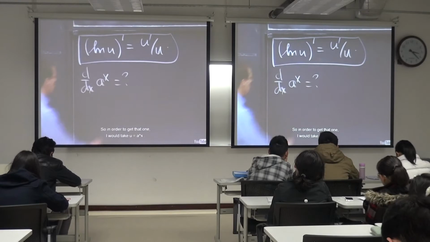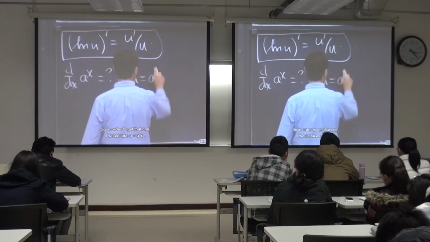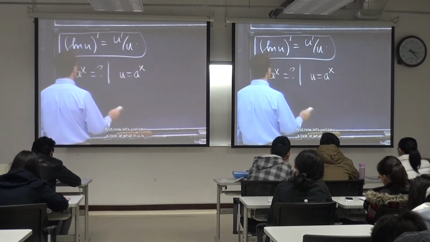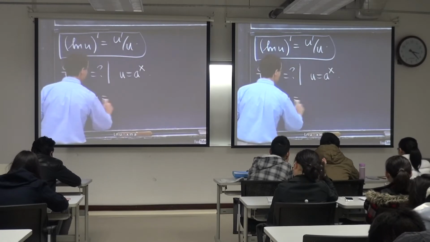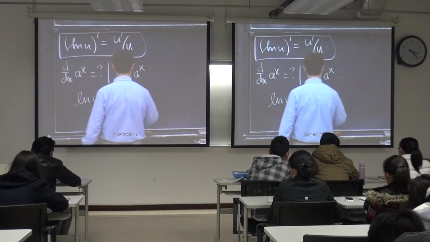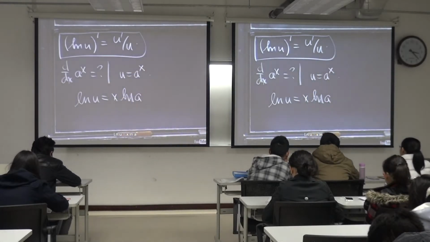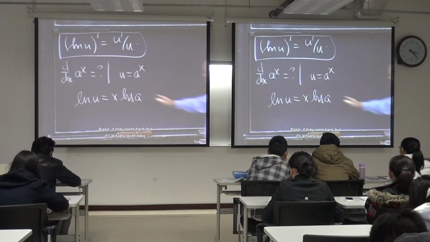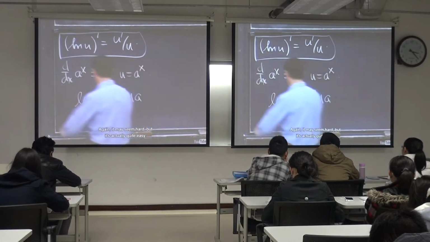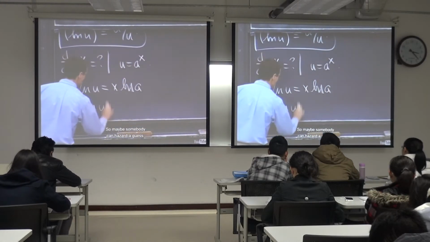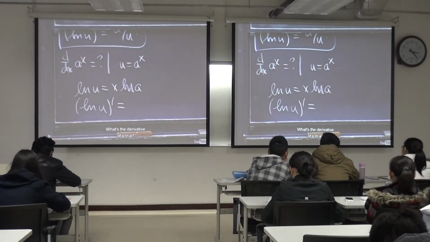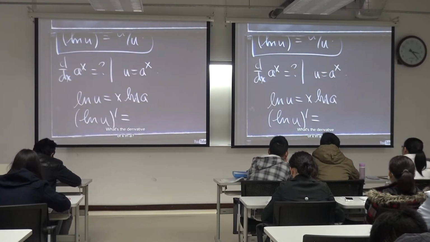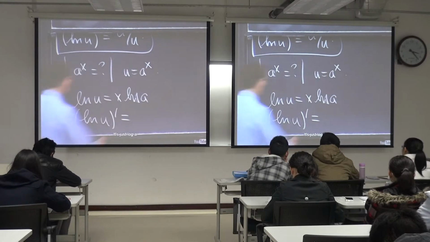Let's do this one. In order to get that one, I would take u equal to a to the x. And now let's just take a look at what log u is. Log u is equal to x log a. Now I claim that this is pretty easy to differentiate. Again, it may seem hard, but it's actually quite easy. So maybe somebody can hazard a guess. What's the derivative of x log a? It's just log a.